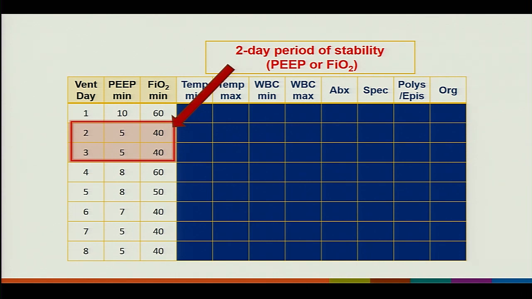Since, if you recall from our earlier discussion, the patient must be on the vent for greater than 2 calendar days to be eligible for VAE surveillance. Also note the baseline period can be demonstrated by stable or improving vent settings, and in this case, it's stable settings.